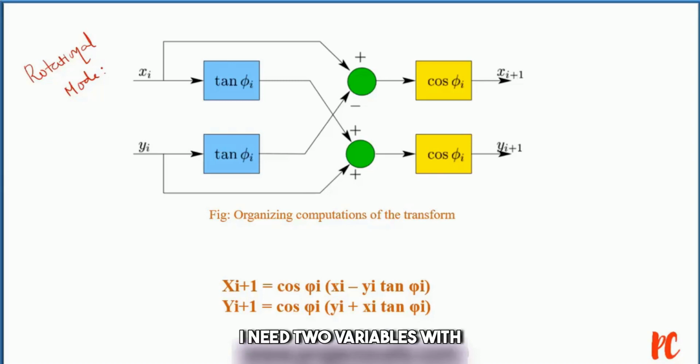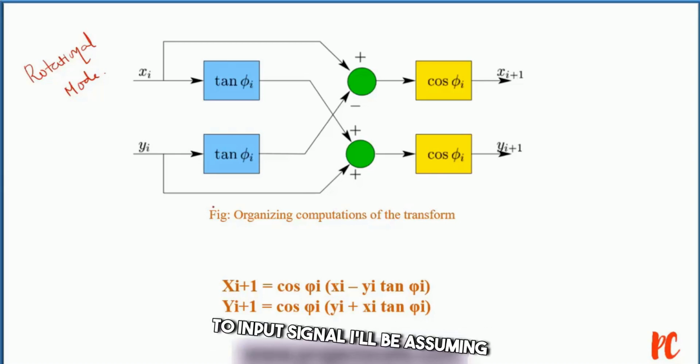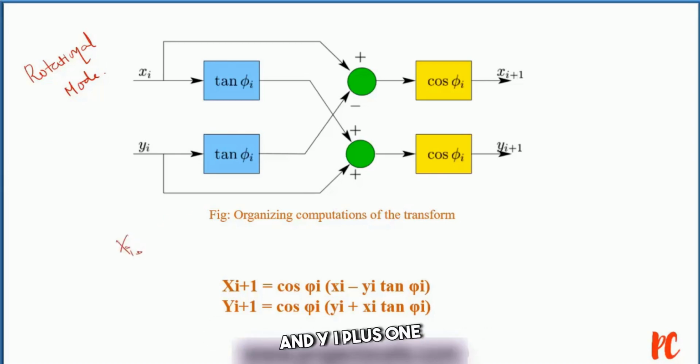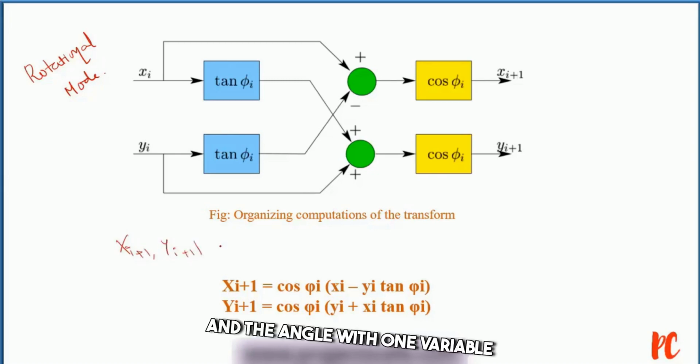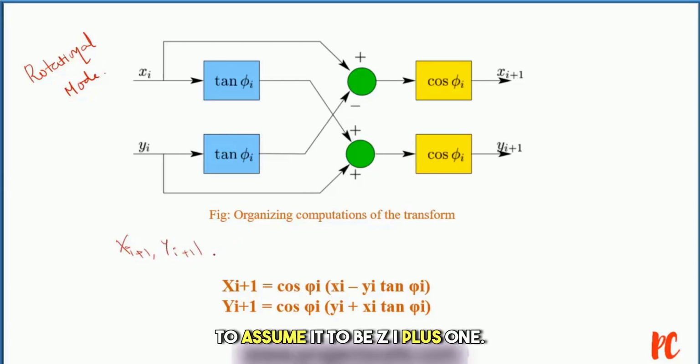Therefore, I need two variables with respect to the signal and one variable with respect to the angle. So the two variables with respect to the input signal, I will assume to be xi plus 1 and yi plus 1. And the one variable with respect to the angle, I will assume to be zi plus 1. Therefore, I can write xi plus 1 is equal to xi minus yi into d power i into 2 power minus i.